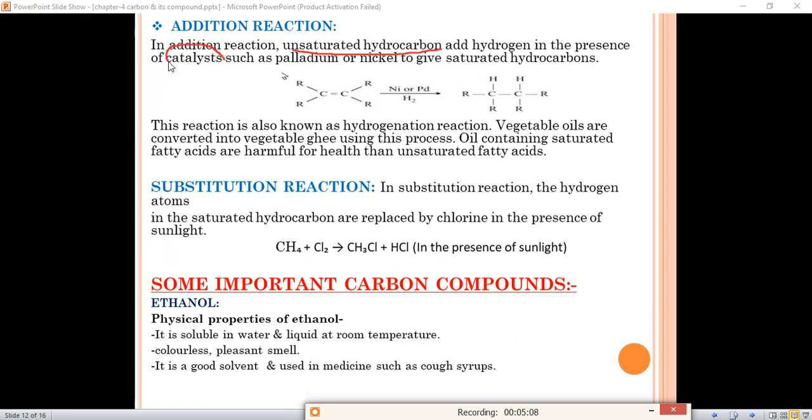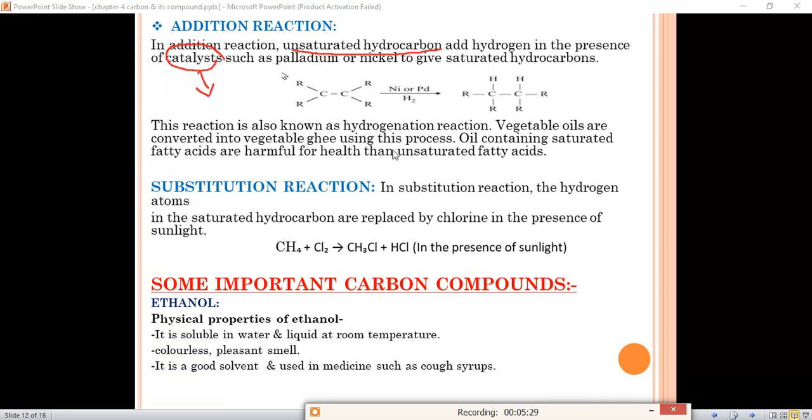Next, here comes the word catalyst. So what do you understand by the word catalyst? They speed up or change the rate of a reaction without having any effect on the reaction. They play a role to carry out the reaction. Okay, they help the reaction to carry forward.